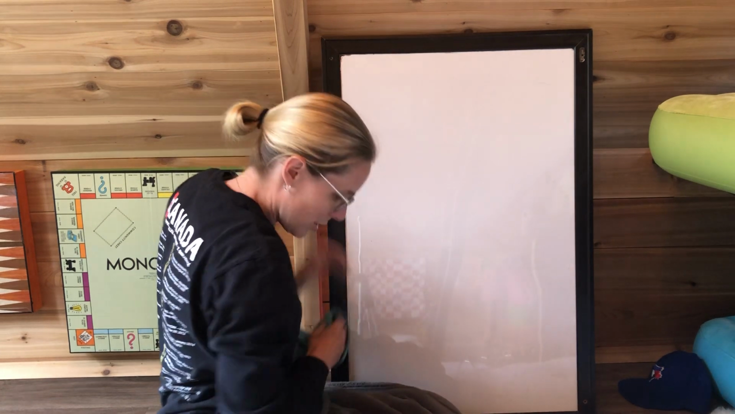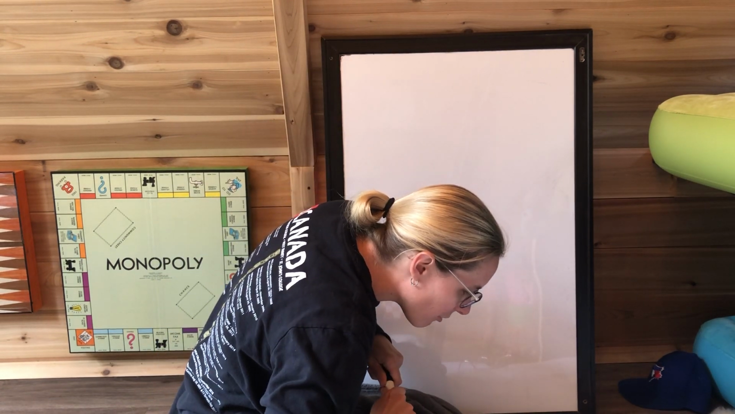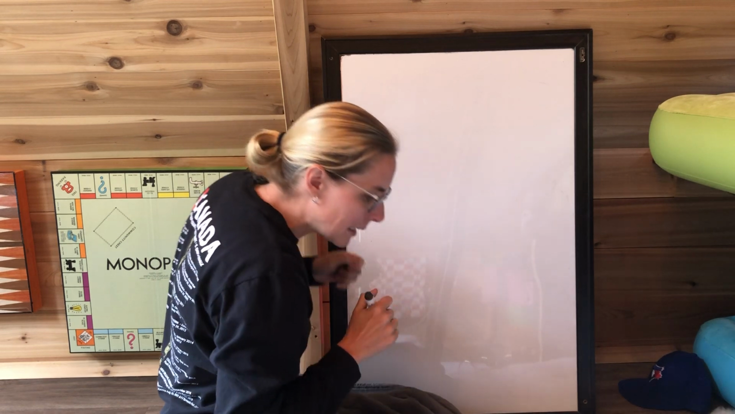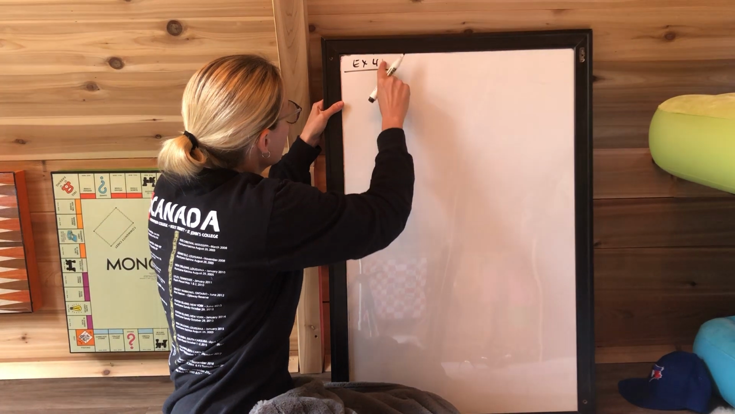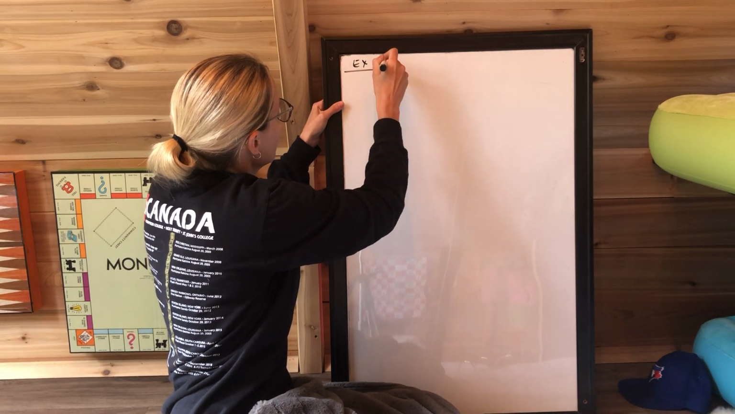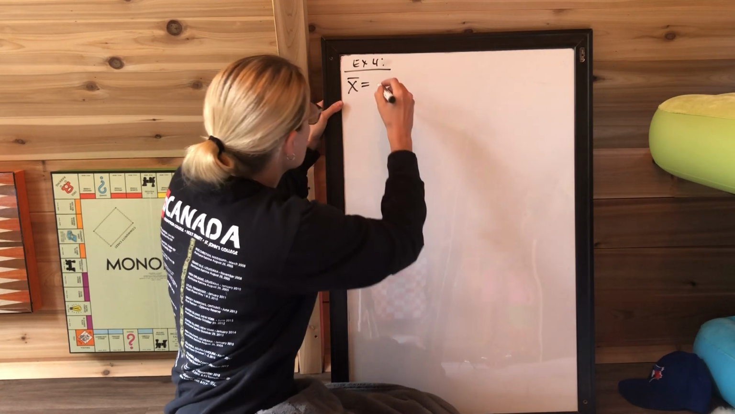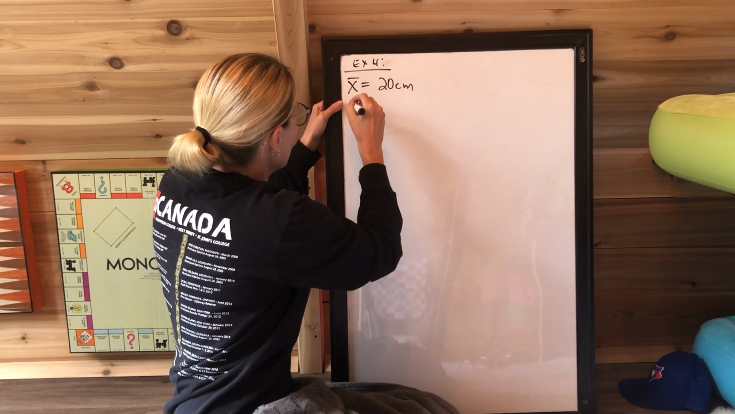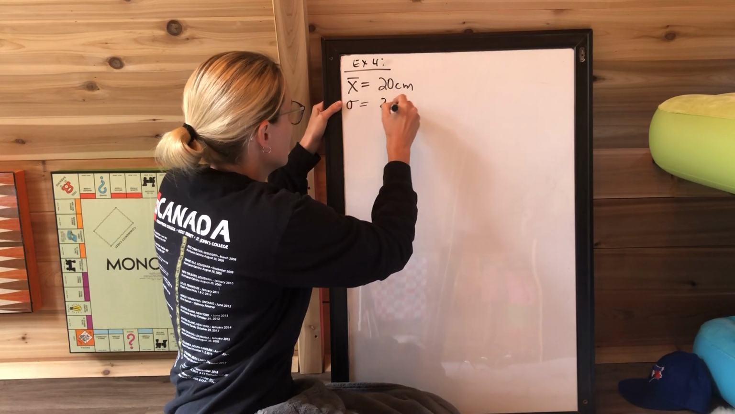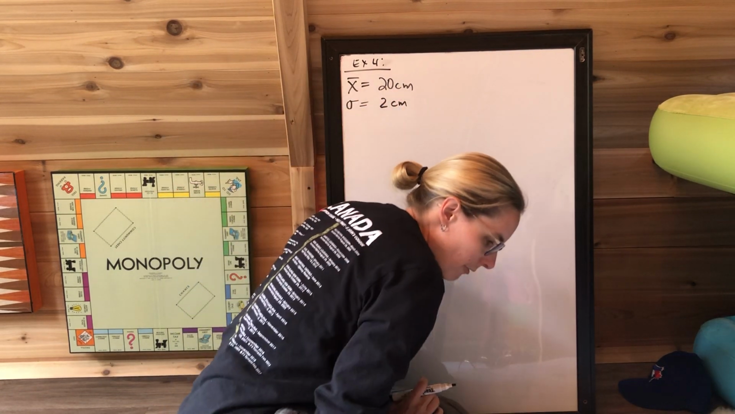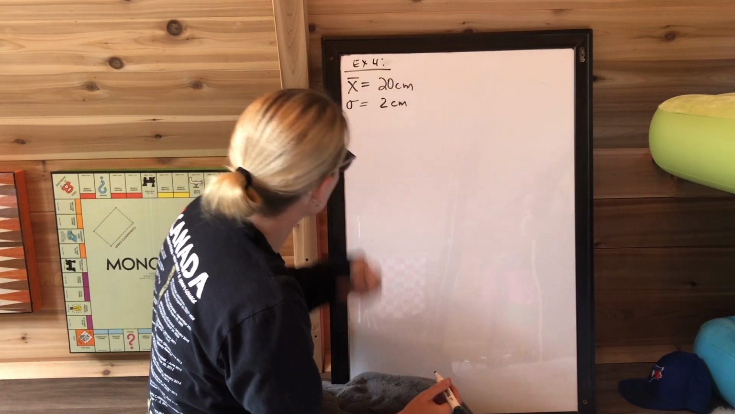Okay, so example 4 says, let X be the length of fish. They have a mean length, X bar, of 20 centimeters and a standard deviation of 2 centimeters. Okay, find the probability of fish population that's within these numbers.